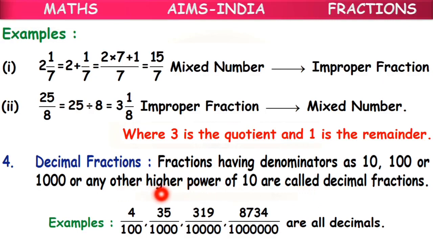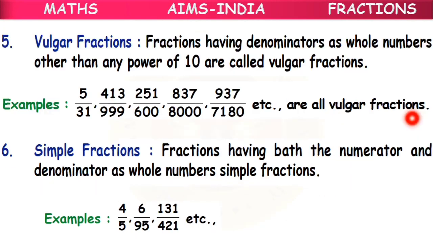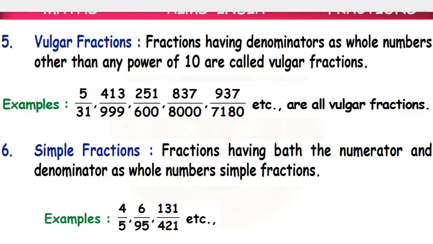Examples: 4 by 100, 35 by 1000, etc. Moving on, vulgar fractions. Fractions having denominators that are whole numbers other than any power of 10 are called vulgar fractions. Now, what did we learn? We learnt about decimal fractions, say 4 by 10. Whatever these decimal fractions are, they are fractions having any number to the power of 10 as the denominator.